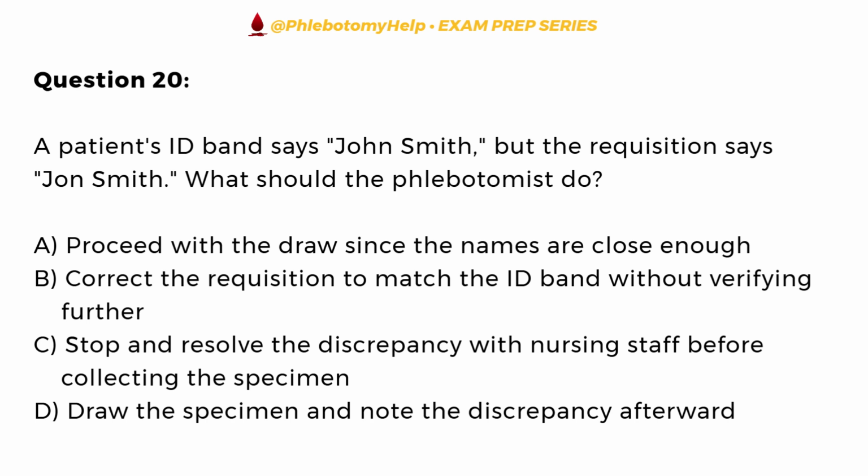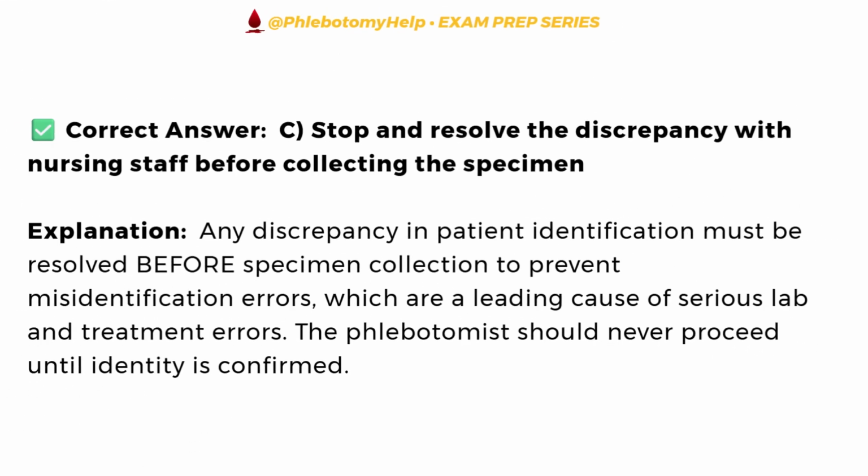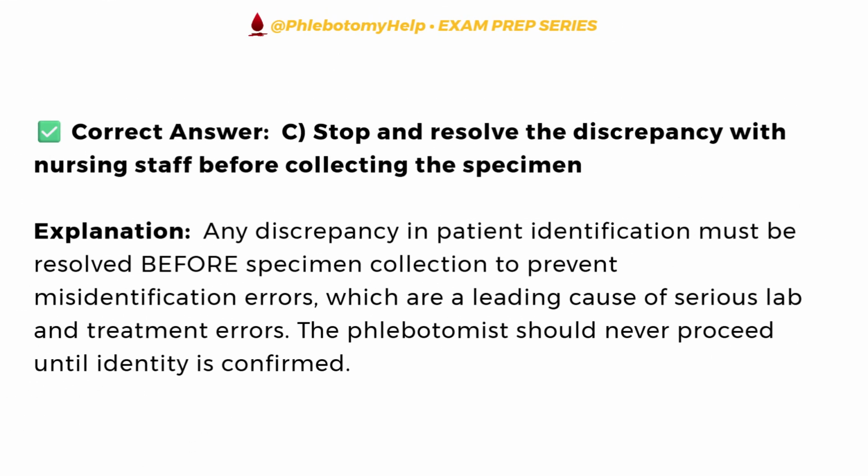Question 20. A patient's ID band says John Smith, but the requisition says John Smith. What should the phlebotomist do? Is the correct answer A, B, C, or D? The correct answer is C. Stop and resolve the discrepancy with nursing staff before collecting the specimen.